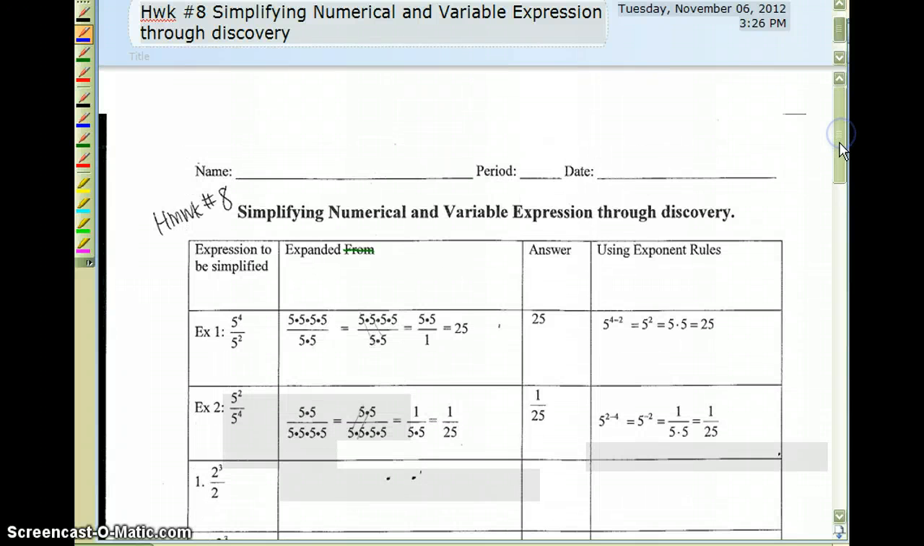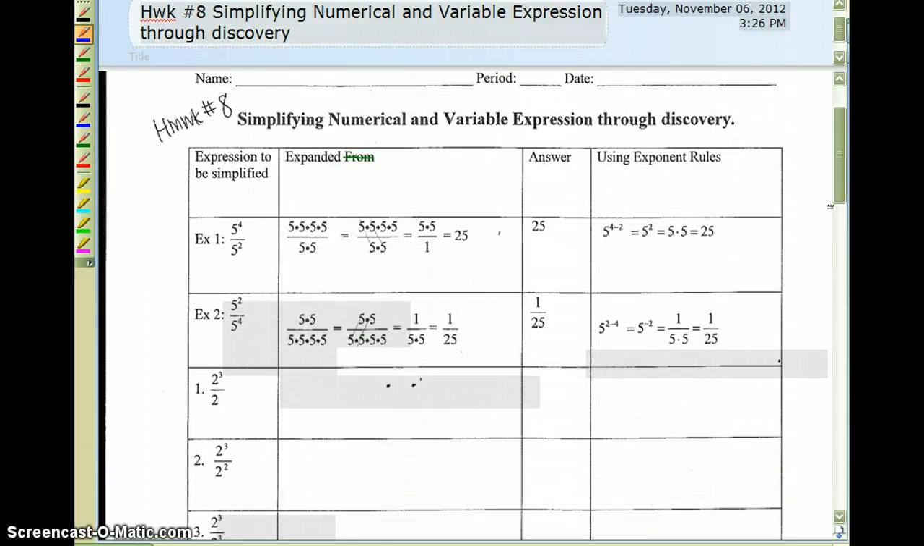Hi, Mrs. is going to be working through homework number 8, which is the worksheet titled Simplifying Numerical and Variable Expressions Through Discovery. And I'm going to explain example 1 and 2 and also work out problems 1 and 3 from this page, and then I'll do the back page. So feel free to pause and fast forward any parts that you wish to see first.